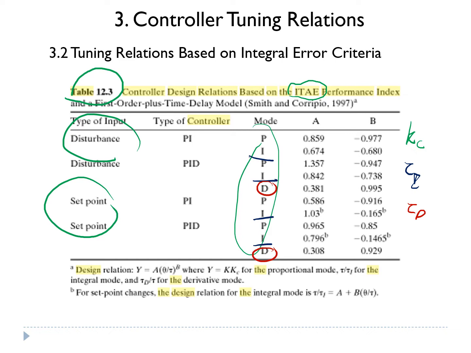But you need to use the design relation as given here, where y equal to k times Kc for proportional, y equal to tau over tau I for integral, and y equal to tau D over tau for derivative mode. But for set point change, the design relation for integral mode is given here. Okay, later we'll look at the example on how to use this table.